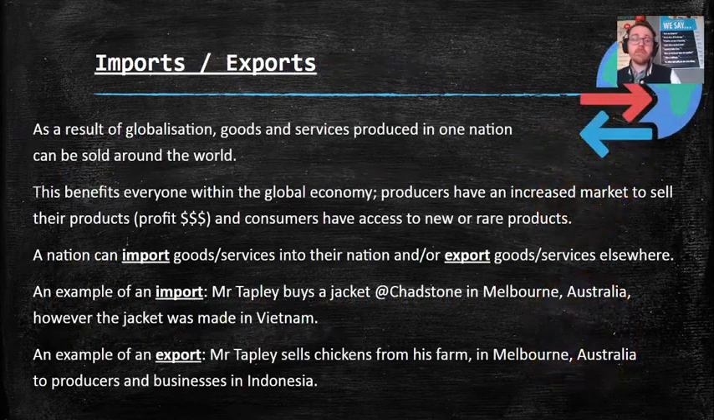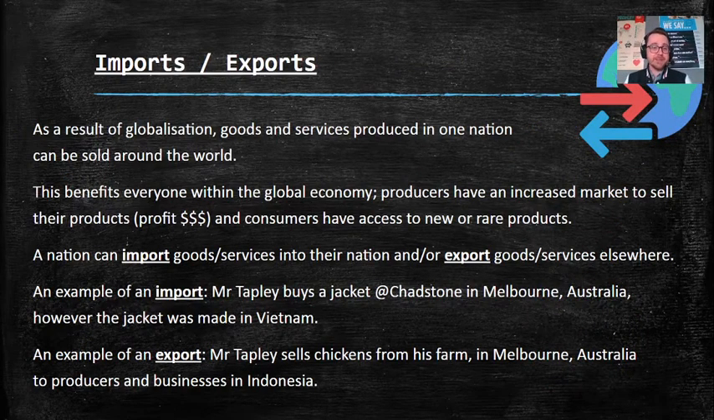So, speaking of globalization, as a result of globalization, goods and services that are produced in one nation can be sold all the way around the world. Because of the transport and communication advances in technology, we can sell things far away from where they are made. This benefits everyone within the global economy. Producers, the people who are making these goods and services, have an increased market to sell their products, so they've got more customers. Instead of just selling things to 100 people in Melbourne, they can sell things to 1 million people around the world, which is going to be more money for them, more profits.